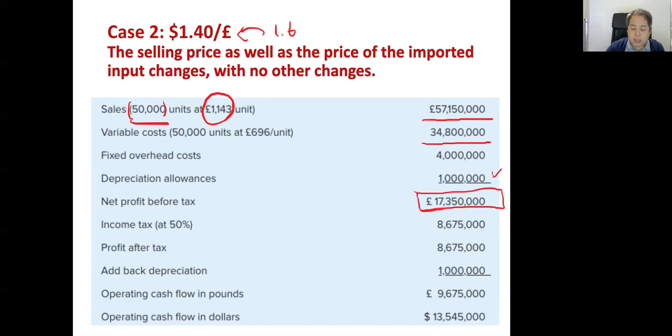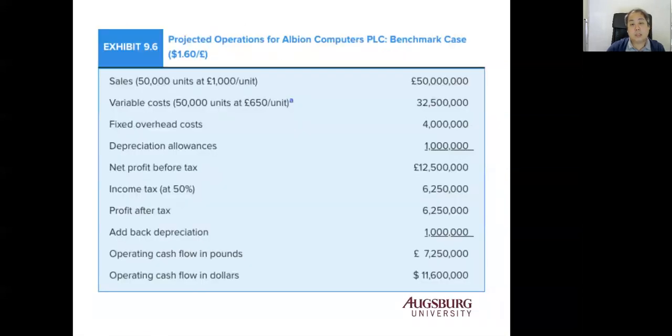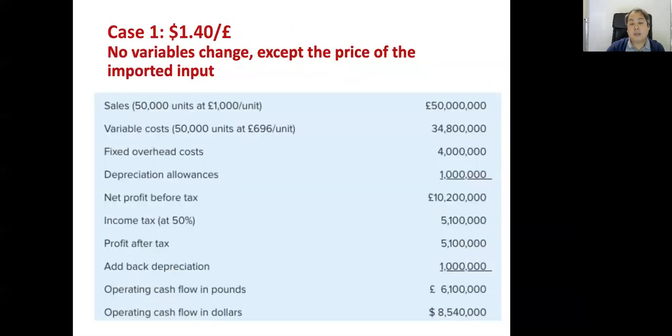Then they have the taxable income, and then they have the taxes at 50%. 8.6575 pounds is the tax, the net income plus 1 million. Operating cash flow is $9.675 million, which is the same as 13.545 million US dollars. Comparing, the first one actually increases because they raise the price.